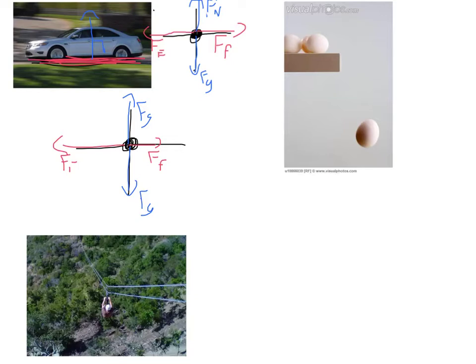Now, two others here over on the right, an egg. I have an egg over here, and it is rolling with a velocity going that way, right? Because it's going to fall off the table. So before it falls off the table, what forces are acting on it if it's rolling at constant velocity?